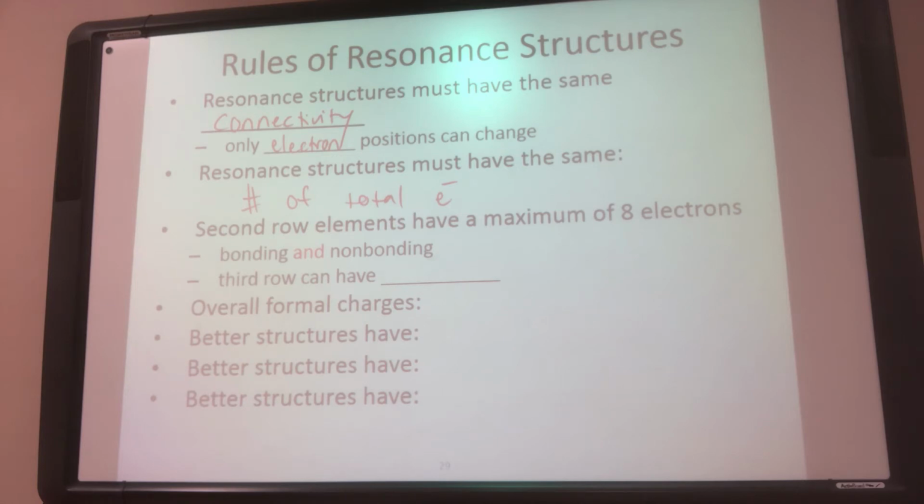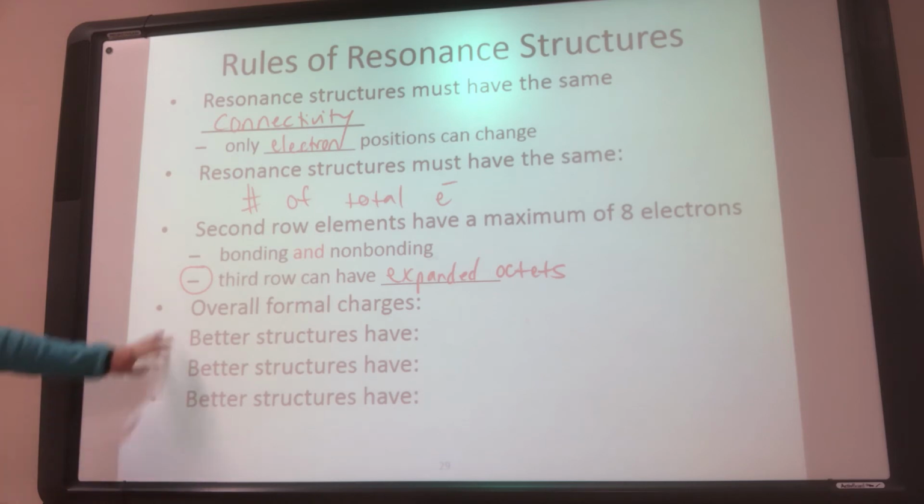Second row elements can have a maximum of 8 electrons, so remember if it's row 2, those can only have 8, bonding and non-bonding. Remember our octet rule. But remember the third row can have these expanded octets. So when we see expanded octets, that's usually when we start to see resonance structures. If I have a choice and I'm trying to figure out my resonance structures, you might have more than one resonance structure that are equal, but not all of them are equivalent. Some of them are better resonance structures than others. So how do I know what the best one is?